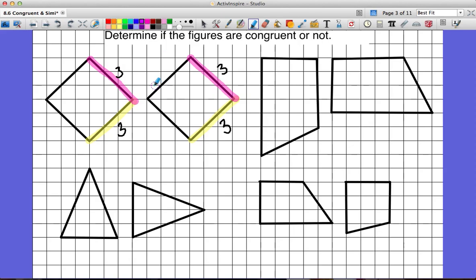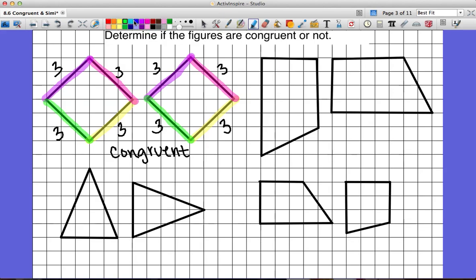We do have to check all of them though. So we have 1, 2, 3, and 1, 2, 3. And the last one, 1, 2, 3, 1, 2, 3. Since both of these shapes are the same and have the same measures, they are congruent. Alright, so we'll try the next one.